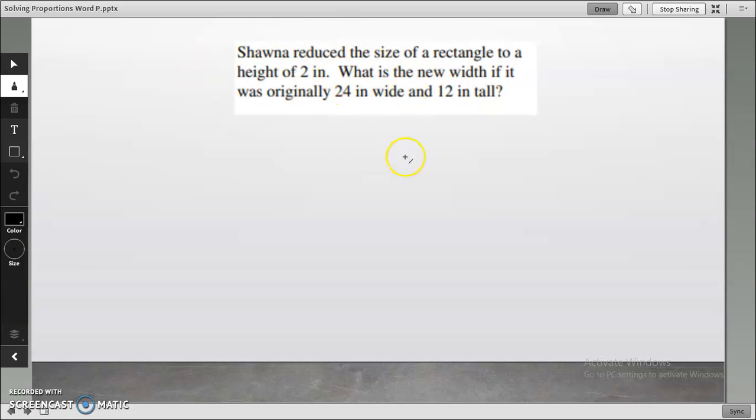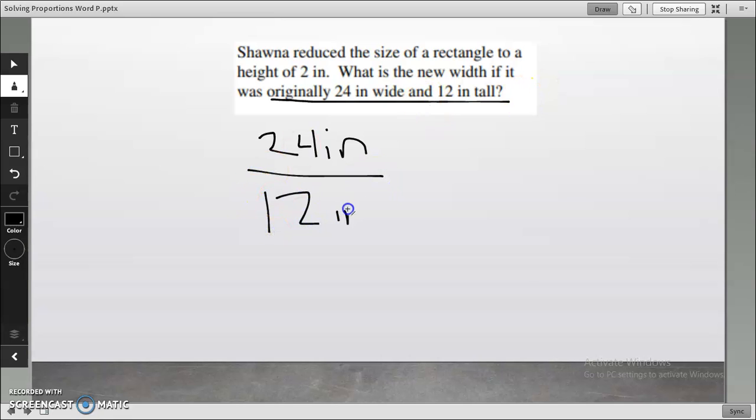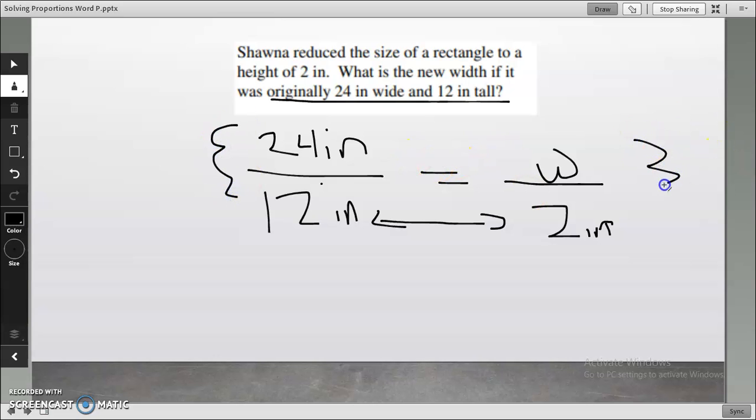So the key to doing proportions is to make sure that you keep your like terms with each other. So I'll show you what that means. First, this is our original. So if I keep my original together, then I should be fine. So if I say 24 inches for my width at the top here, along with 12 inches for my height at the bottom here, this is the original side. And my height of my new is 2 inches. So notice that my heights are together, right? I want to find my new width, and my widths are together. My originals are over here and my new is over here.